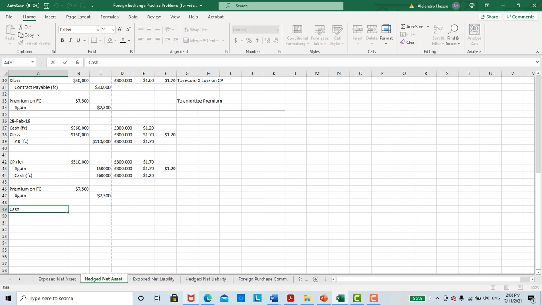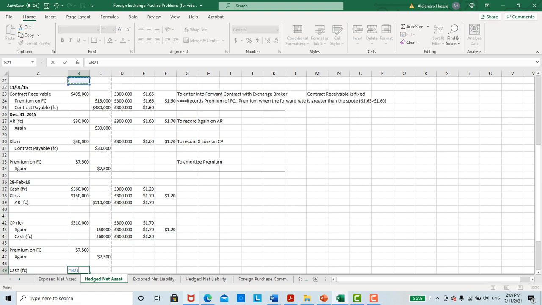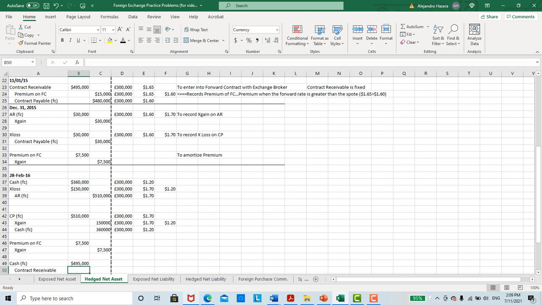So this cash is not the foreign currency anymore. You contracted to get to the exchange broker. This is fixed, by the way. And we're going to credit contract receivable, and the contract receivable, this was fixed. This was fixed at 495. So you really made out like a bandit on this hedge, 495.